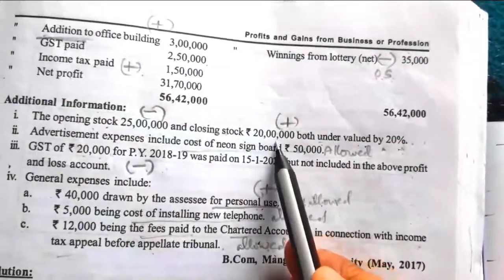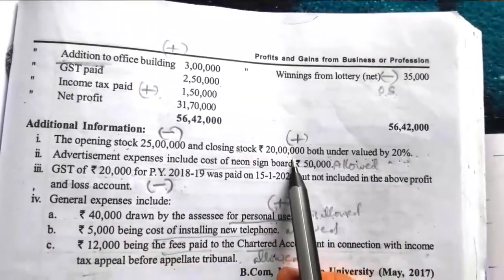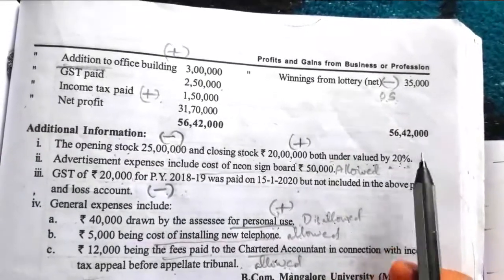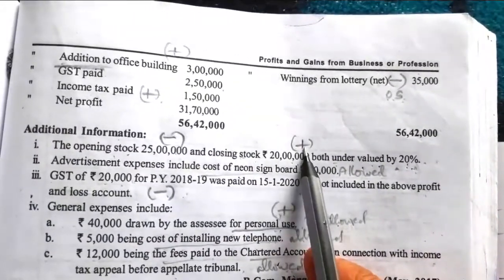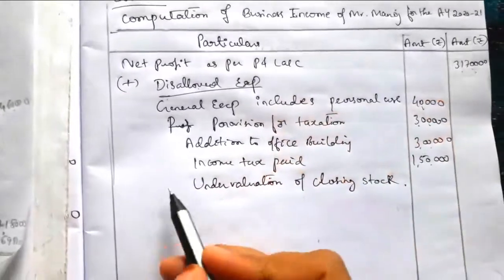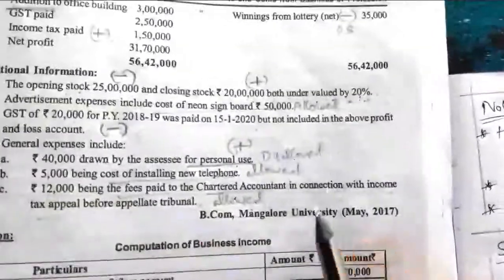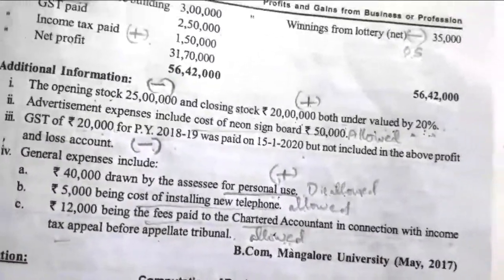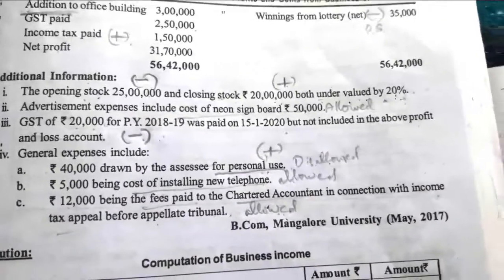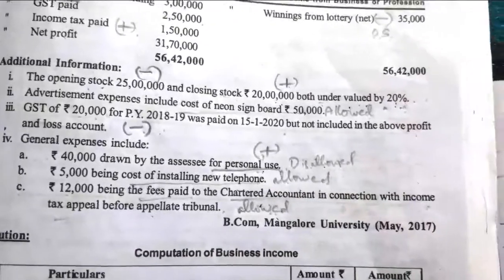So undervaluation of closing stock. Here they have given the closing stock amount, how much? 20 lakh. This is undervalued. Here opening stock as well as closing stock is undervalued by 20%. So undervaluation of closing stock we have to add to the net profit. Now we are adding disallowed expenses. We can take it under disallowed expenses, or we can take it separately. It is not a disallowed expense, so it should be recorded, and to record it we add the amount to the extent of 20%.